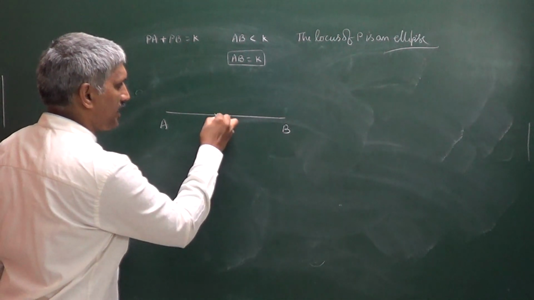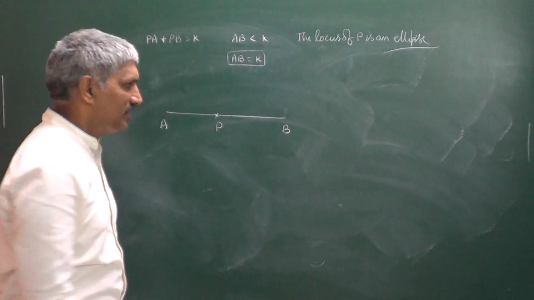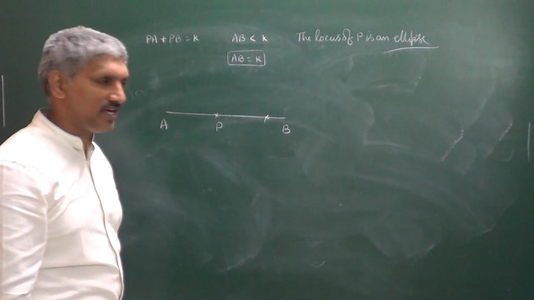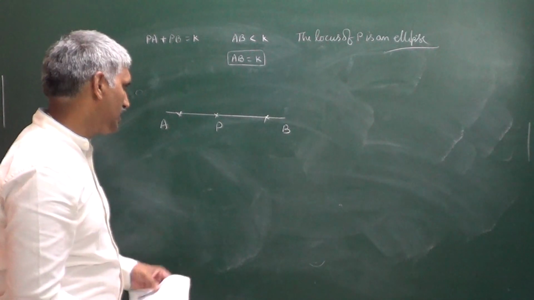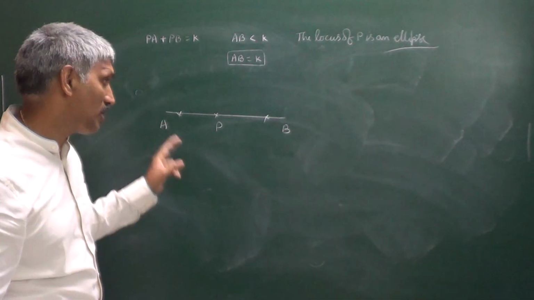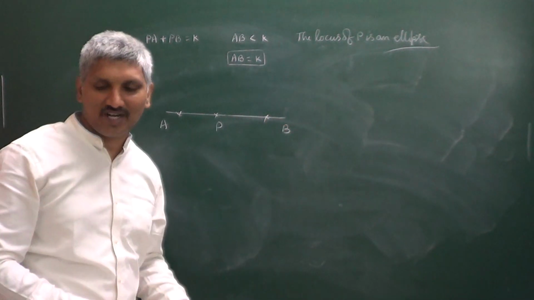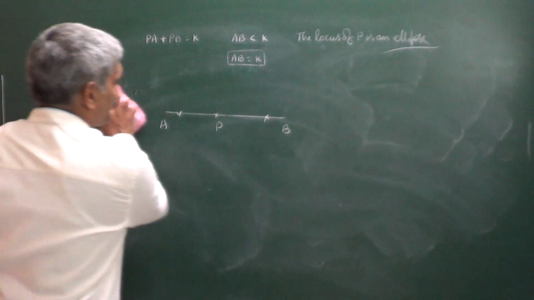Now here a point P is there. PA plus PB is equal to K. You can take that point P here, and PA plus PB is equal to the same K. That's why the point P must lie on the segment AB. So that is another one.